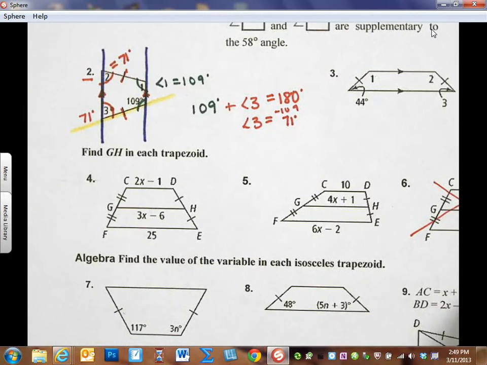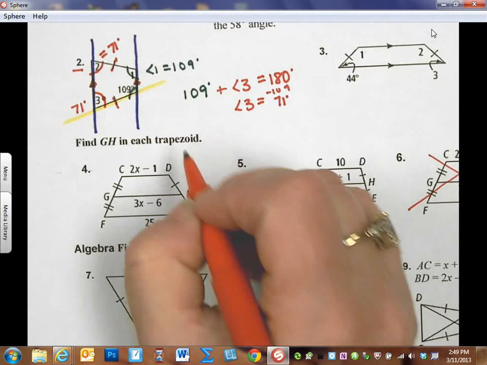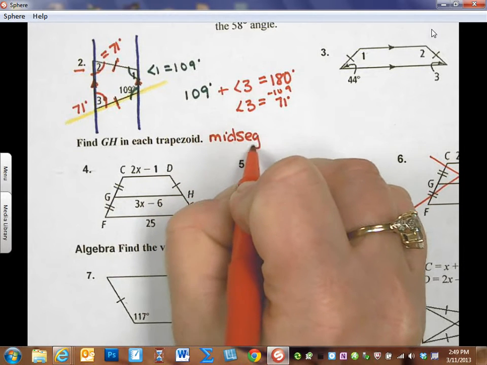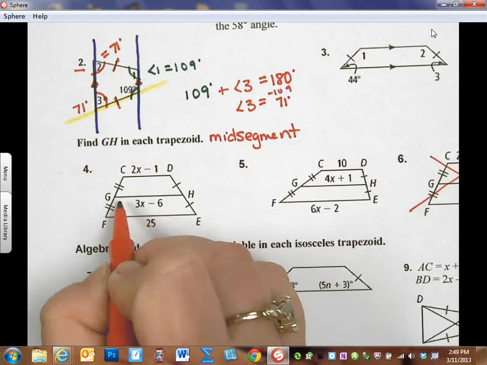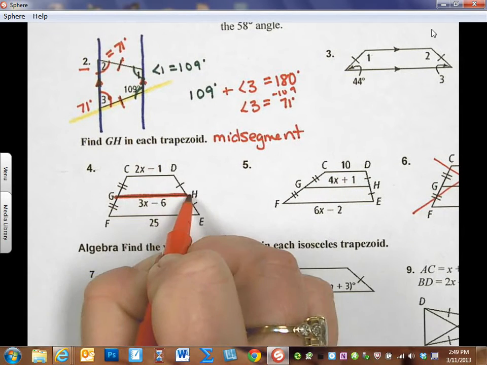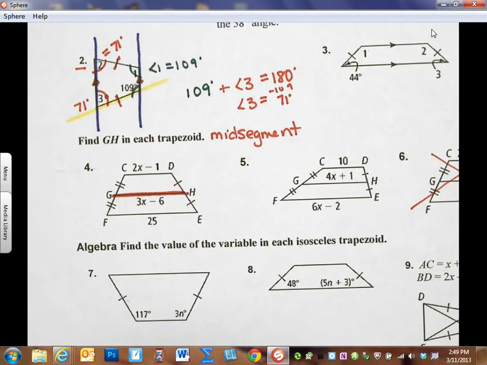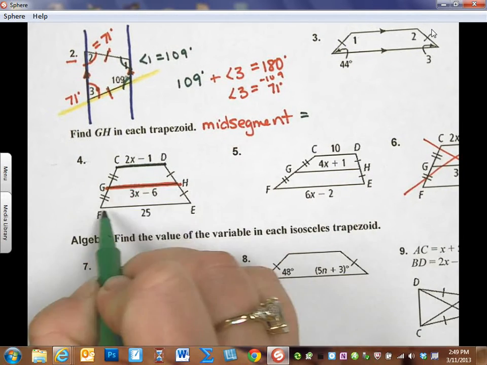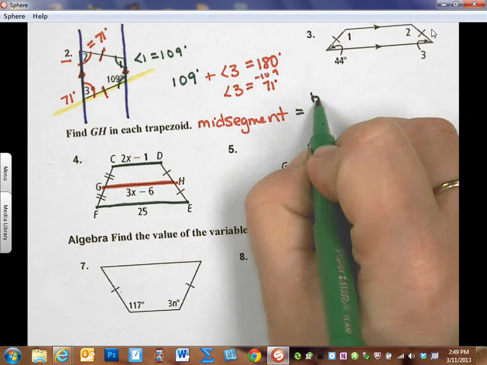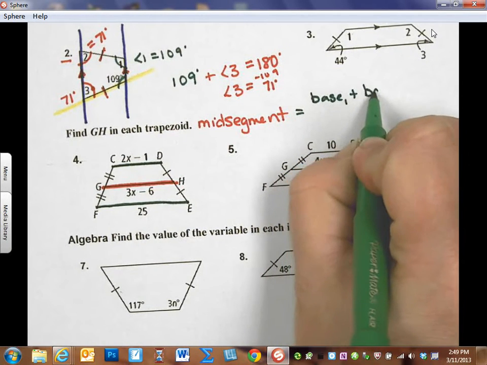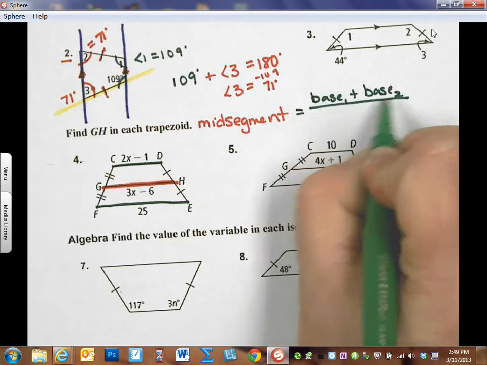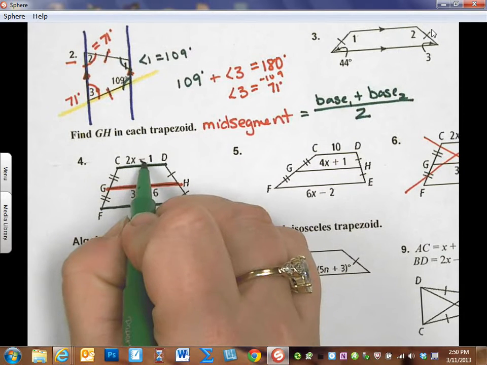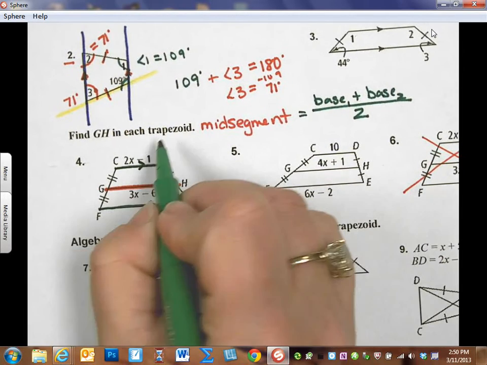All right, now let's jump down here to number 4. Now, I want to remind you of the formula I had you write down, where we found out that the mid-segment, which is this line right here, is going to equal the average of my two bases. So we have this base and this base. So we have base 1 plus base 2 divided in half. Isn't that the average? You add two numbers and you divide by how many you have. We also could put our parallel lines here, but we know they're parallel because it tells me it's a trapezoid.